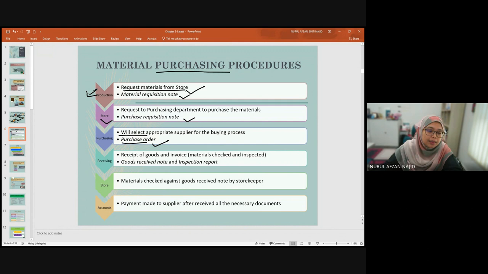Berapa banyak material yang kita kena beli. Okay, apakah jenis material yang kita perlu belikan? Kalau cookies memerlukan butter, so butter jenis apa, berapa banyak butter, macam itulah. Alright, so purchasing department will select appropriate supplier for the buying process. So purchasing department, tanggungjawab dia adalah untuk memilih siapakah supplier yang bersesuaian, dari segi kosnya, dari segi kualiti barang, untuk kita proceed dengan pembelian. Dan seterusnya pergi pada receiving, back to store balik, dan of course at last kita akan pergi kepada account department. Sebab account department lah yang akan membuat pembayaran kepada semua pembelian yang telah dibuat oleh purchasing department.